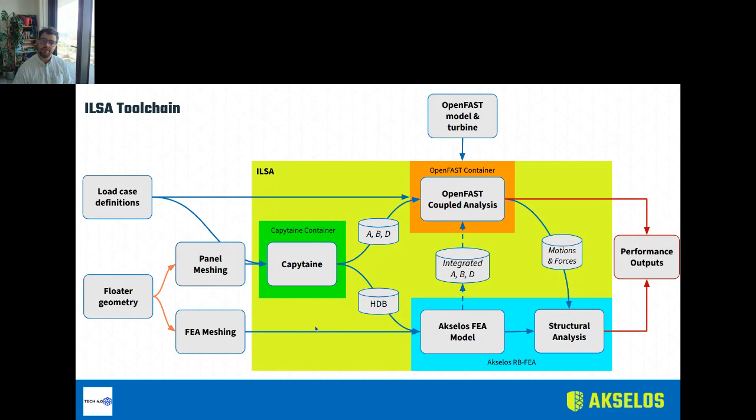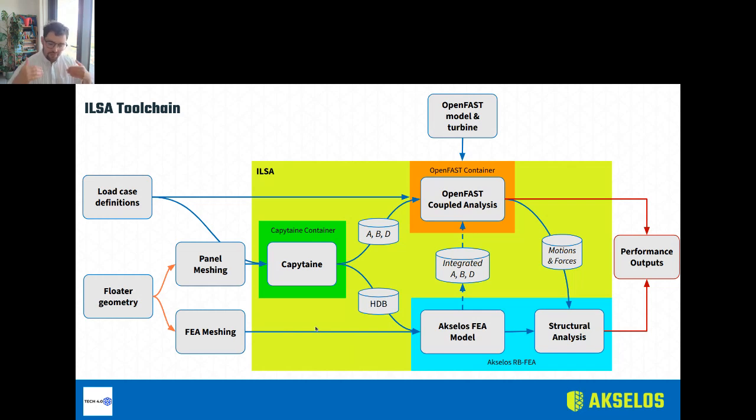So what goes into the ILSA toolchain? As you'd expect, we have inputs for each of these solvers: the Capytaine, the OpenFAST, and the FEA solver. So we don't make things too complex, we just take existing models. We use the panel mesh for the Capytaine solver, the FEA mesh and model for the Akselos solve, and the OpenFAST model for the OpenFAST solve.